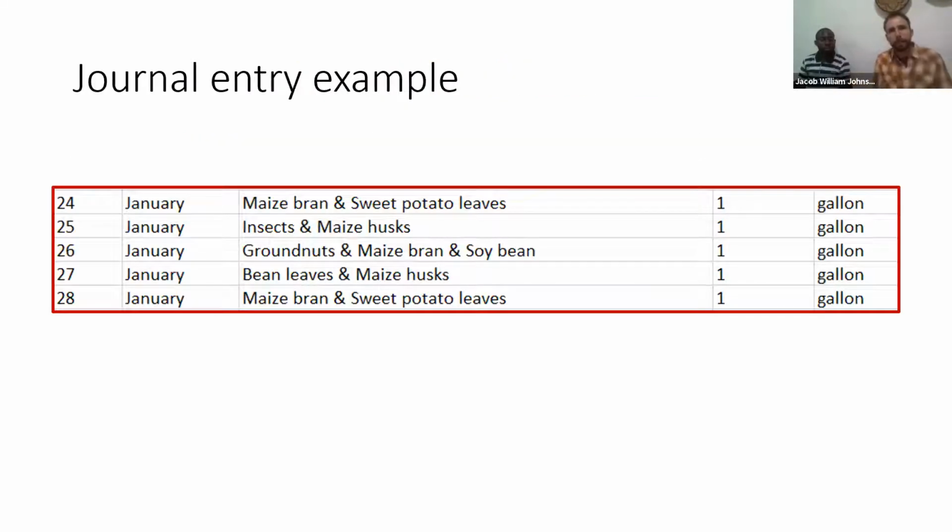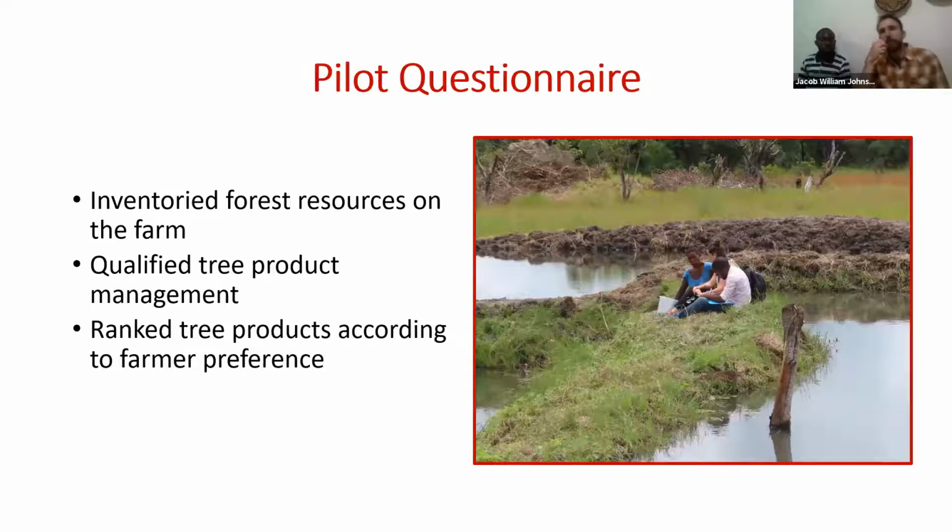So this is an example of some of the journals that we collected, and it just lists a date, the ingredients that they used, and the quantity that they used. I entered the scene at Project Inline in February 2020, and we administered a short pilot questionnaire that inventoried forest resources on the farm, qualified tree product management, and ranked the tree products according to farmer preferences.